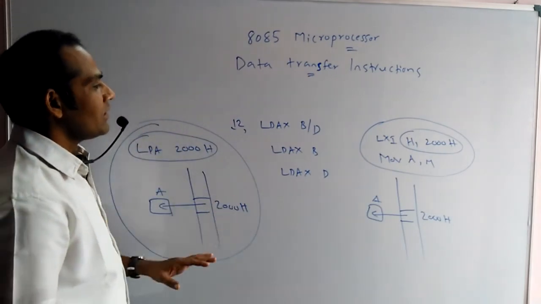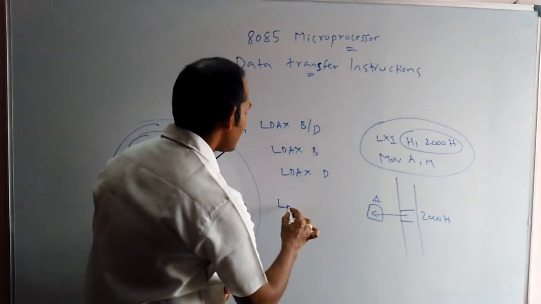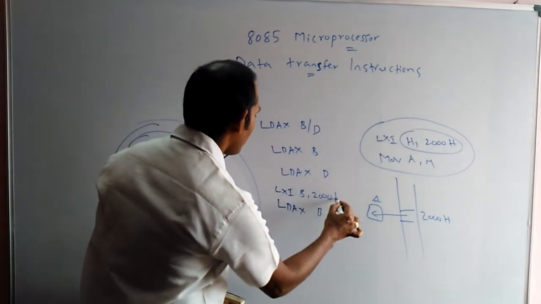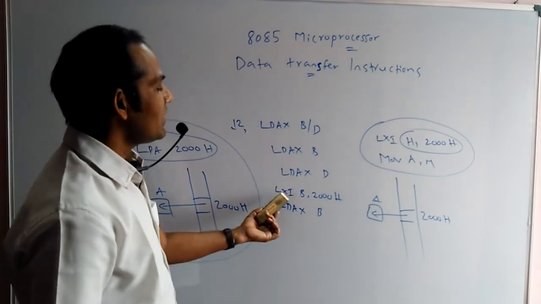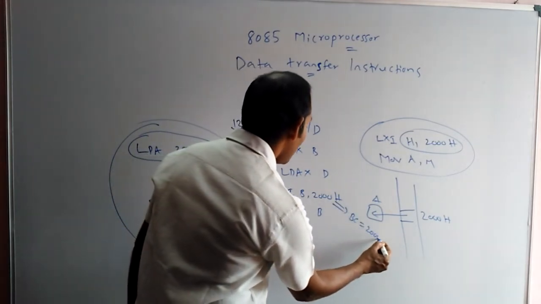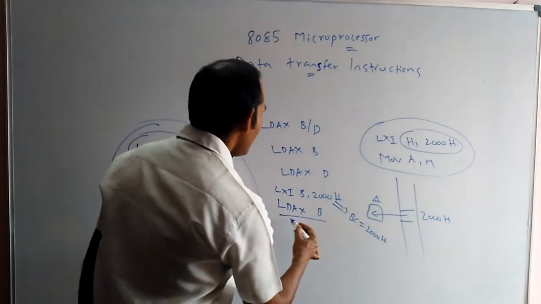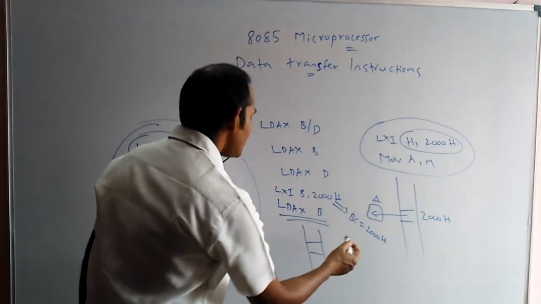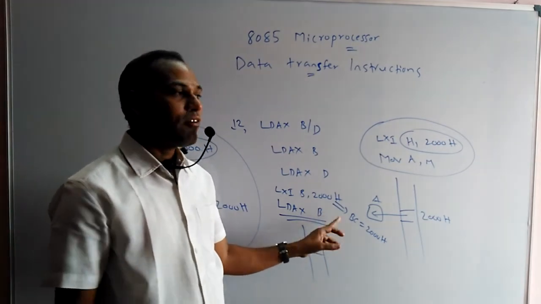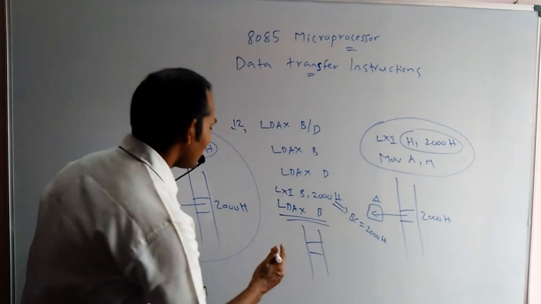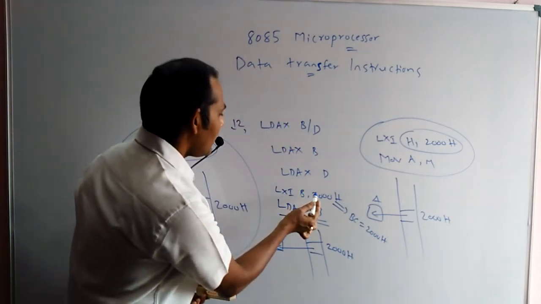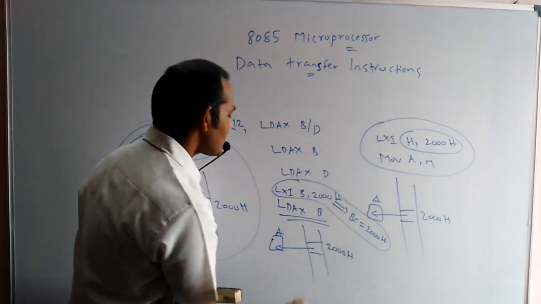In a similar manner, take LDAX B. Let us assume the previous instruction of LDAX is LXI B, 2000, that means BC is 2000. Now LDAX B means the address is in BC. Now 1 byte from that address is copied into the accumulator. Because BC contains 2000, 1 byte from 2000 is copied into the accumulator.